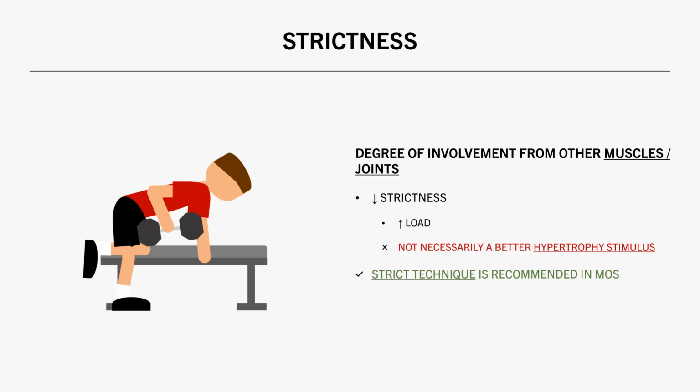Rather, using very strict technique is usually going to be just as or even more stimulative for the purposes of muscle growth. So what this means is that we should use a load which allows us to perform the movement with strict technique. If you find that you're using too much body English, so to speak, then you might consider dropping the load so that you can use stricter technique.